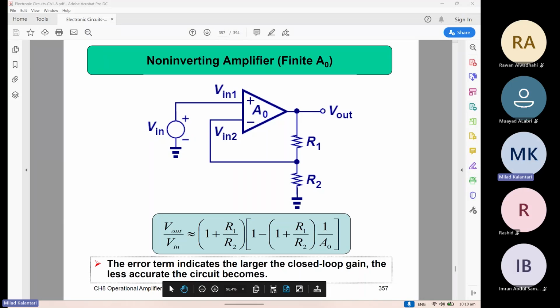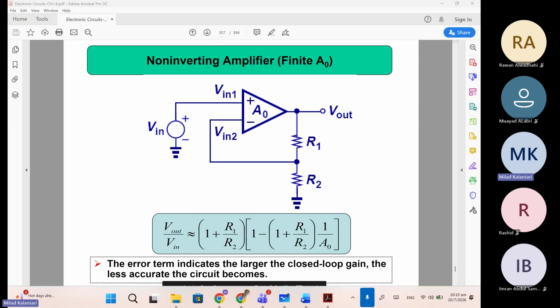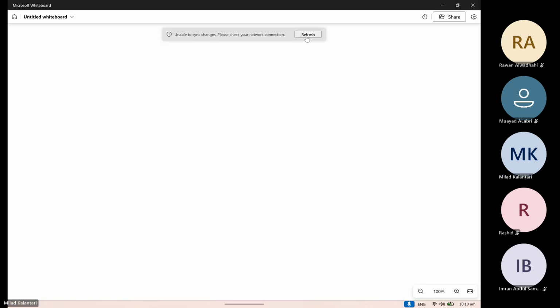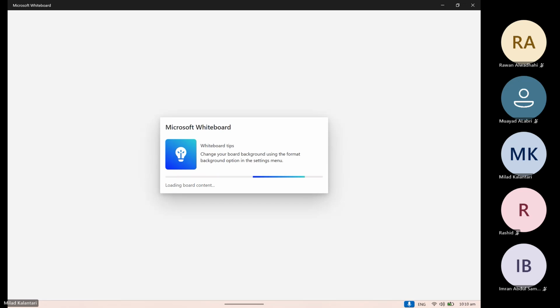Okay, let's start continuing the op-amp chapter. So just a very quick review from the op-amp.